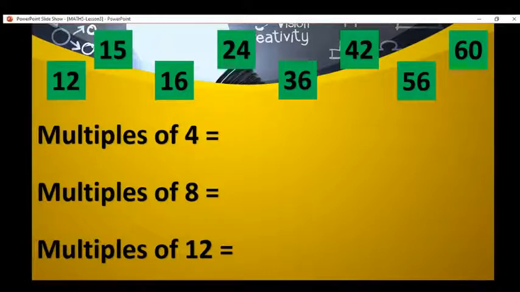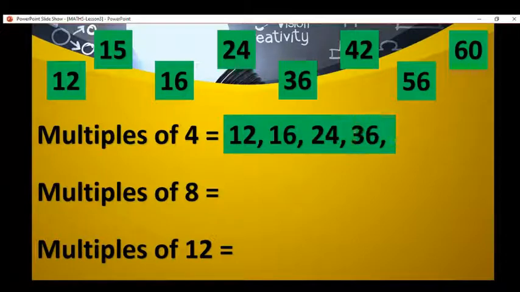When you say multiples, these are the products of the multiplication table that we see most of the time. Okay, so we'll have the multiples of 4. The multiples of 4 are 12, 16, 24, 36, 56, 60.